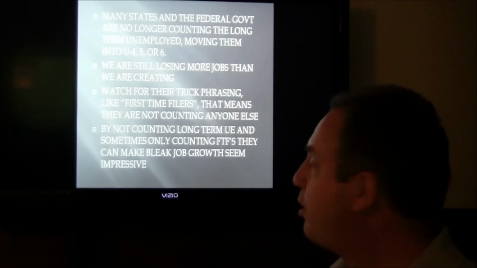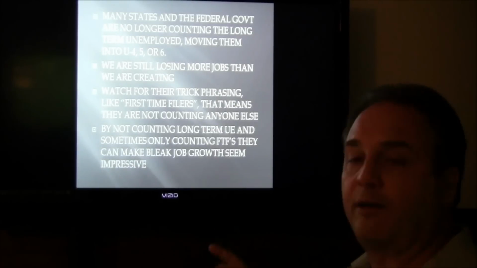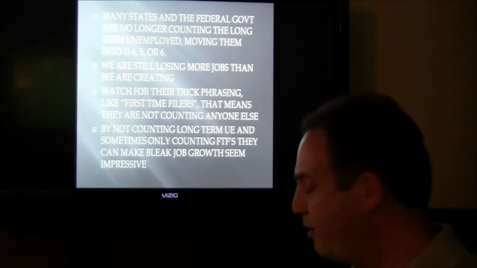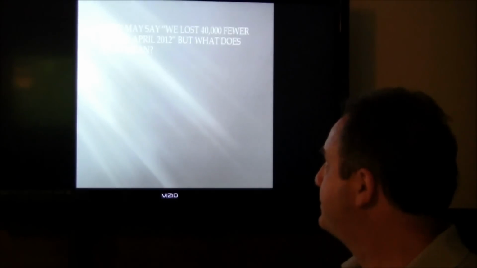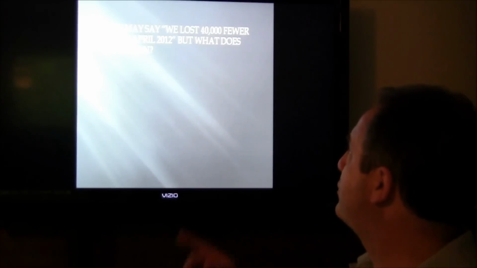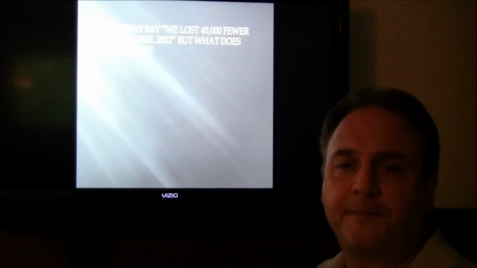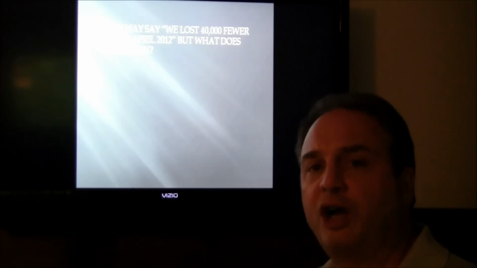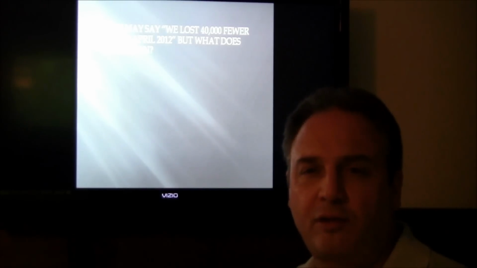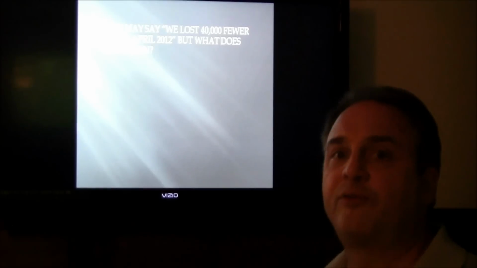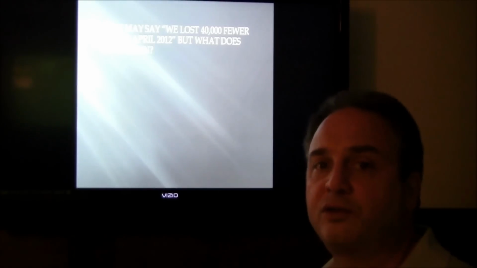Now, by not counting the long term and only sometimes counting first-time filers, they can make a bleak job growth system look impressive, or at least look like it's improving. They may say something like, we lost 40,000 fewer jobs in April 2012. But what does that mean? If we lost 200,000 jobs the month before, and we lost 40,000 less, we still lost 160,000 jobs. On top of all these hundreds of thousands of jobs we were losing monthly through the 2000s.